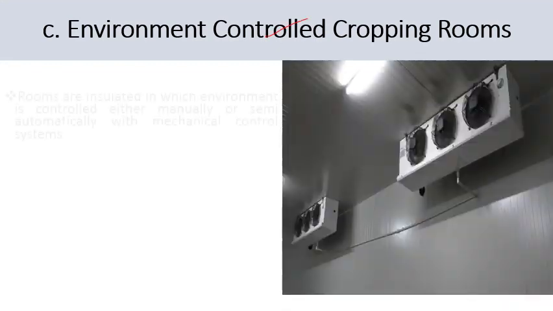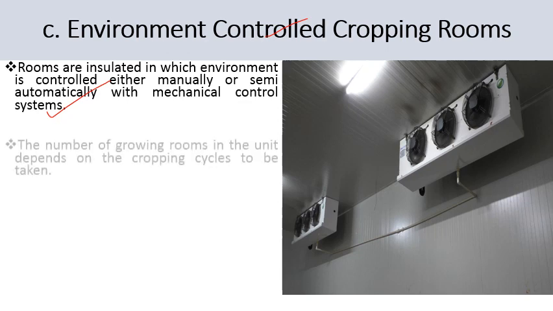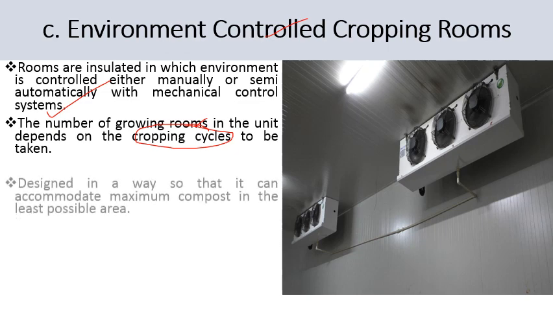Then the third one is the environment controlled cropping room under the mushroom production unit. So the rooms are insulated, in which the environment is controlled either manually or semi-automatically with a mechanical control system. So we have some semi-automatic or automatic control system with which we can control the conditions inside the rooms. The number of growing rooms in the unit depends on the cropping cycles to be taken. So the number of growing rooms depends on how many cropping cycles we need.